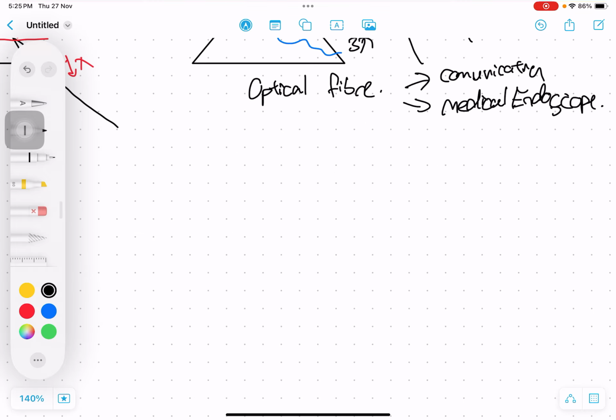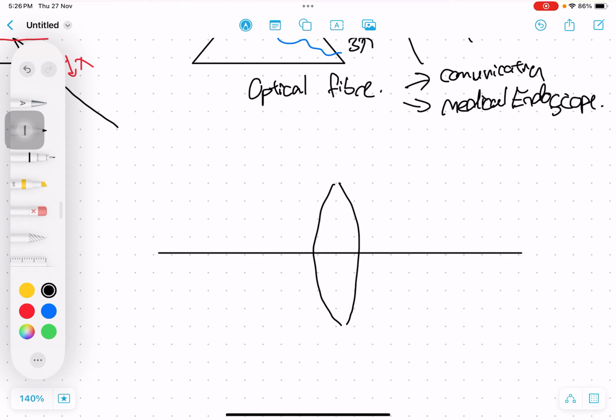Okay, the last thing we will learn is about this: how we draw the image of a lens. I think this is too big, so I'll give a smaller one, maybe like this. Okay, so I give one: 1 2 3 4, 1 2 3 4 5, 1 2 3 4 5 here, 1 2 3 4 5 the other one, and the other one is over here. So this is F, this is 2F, this is F, this is 2F.